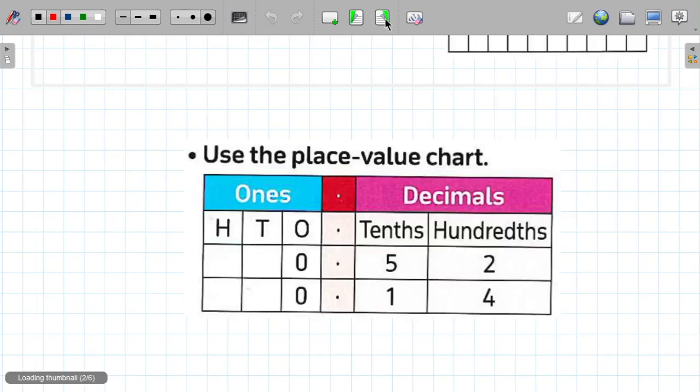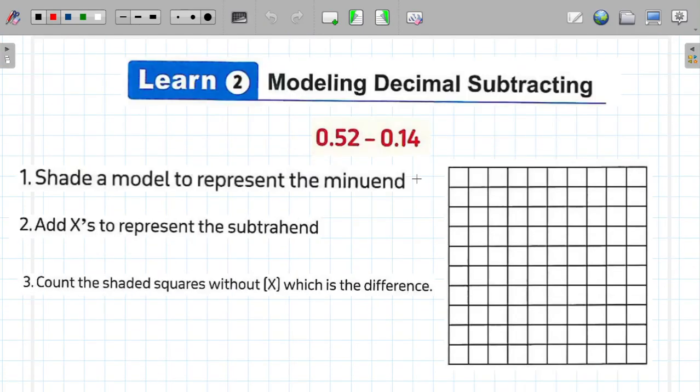Next, in the second and the third lesson, we will talk about modeling the subtraction operation using models or the place value chart, okay? So if I want to use the model to represent the operation, first I will have a model like this: 1 square of 100 parts, okay? Next, I will shade the model to represent the minuend.